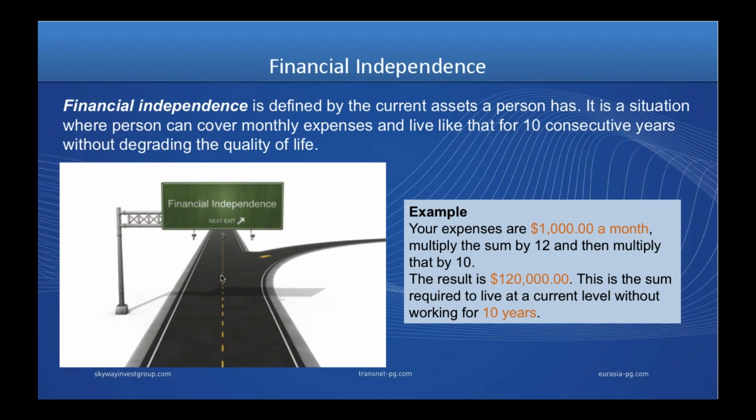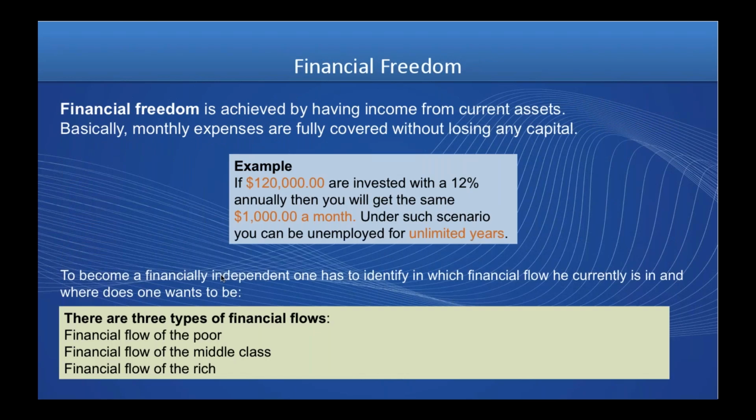An example here: let's say your expenses are $1,000 a month, then you multiply by 12 and then by 10 years. As a result, to live your current lifestyle, you need to have 120,000 US dollars. This sum of money is required to live at the current level without working for the next 10 years. So this is financial independence, where you don't struggle and you are okay with whatever your assets bring you on a monthly basis, without downgrading or upgrading your lifestyle.